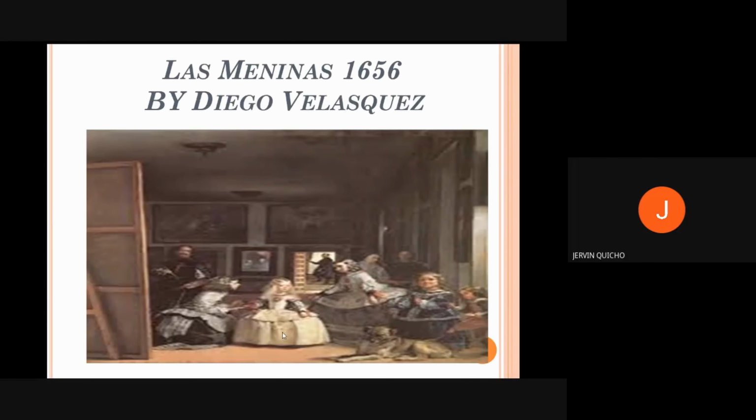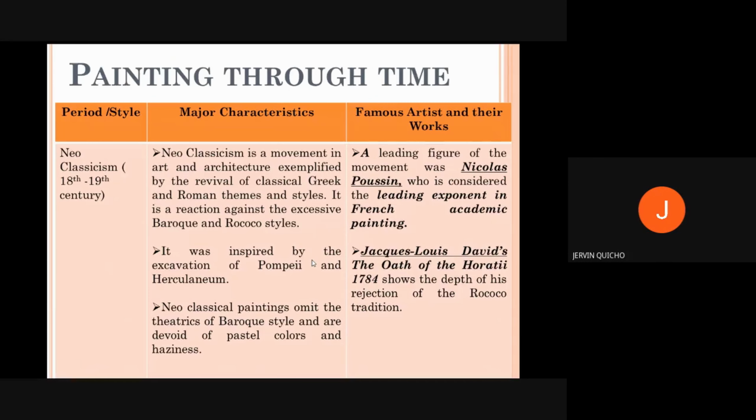That's why they wear somewhat bridal suits, and this child who is the attendant, together with this king, and then the people with this one, what is the reason for this, and their history or background in their lives. Next we have the Neoclassicism period.